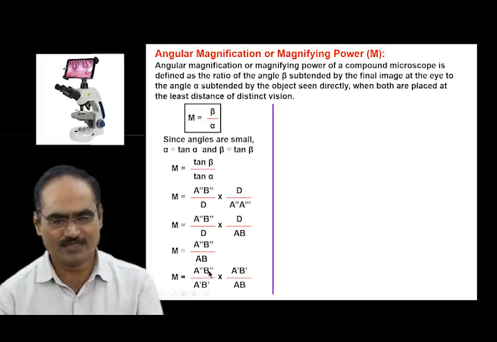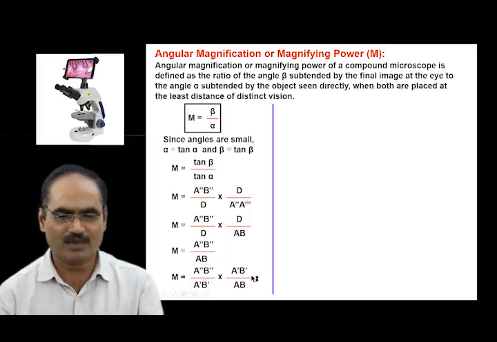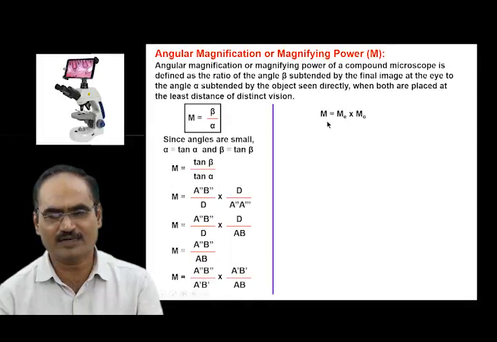A''B'' by AB is A''B'' by A'B' into A'B' by AB. So this A''B'' by A'B' is the magnification produced by the eyepiece, and this A'B' by AB is the magnification produced by the objective. Therefore, we can write M is equal to ME into M naught, or MO, the objective.